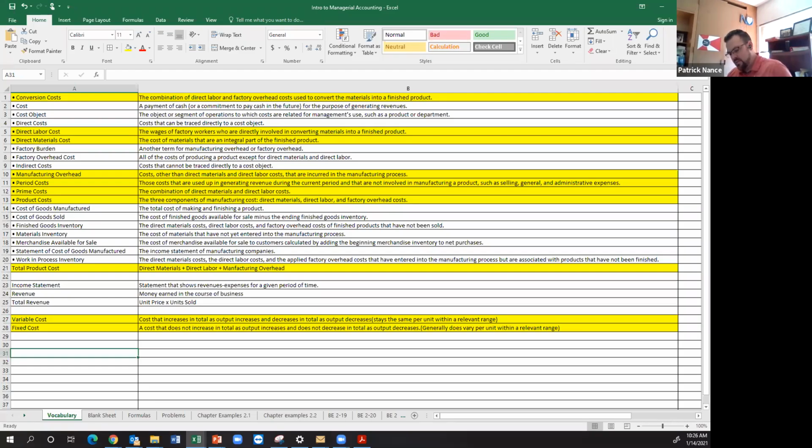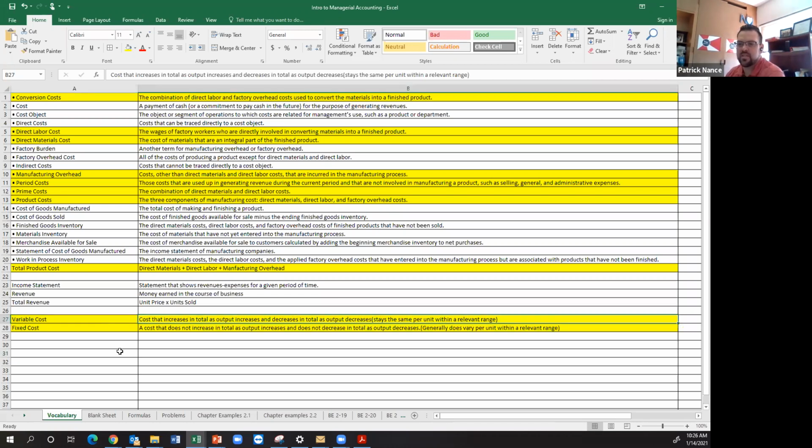Okay, as the chapter continues, we start talking about different types of costs and categories of costs. So the first one that it talks about is variable versus a fixed cost. Now, a variable cost is a cost that increases in total as the output increases and decreases in total as the output decreases. But generally speaking, a variable cost will stay the same per unit within a relevant range.